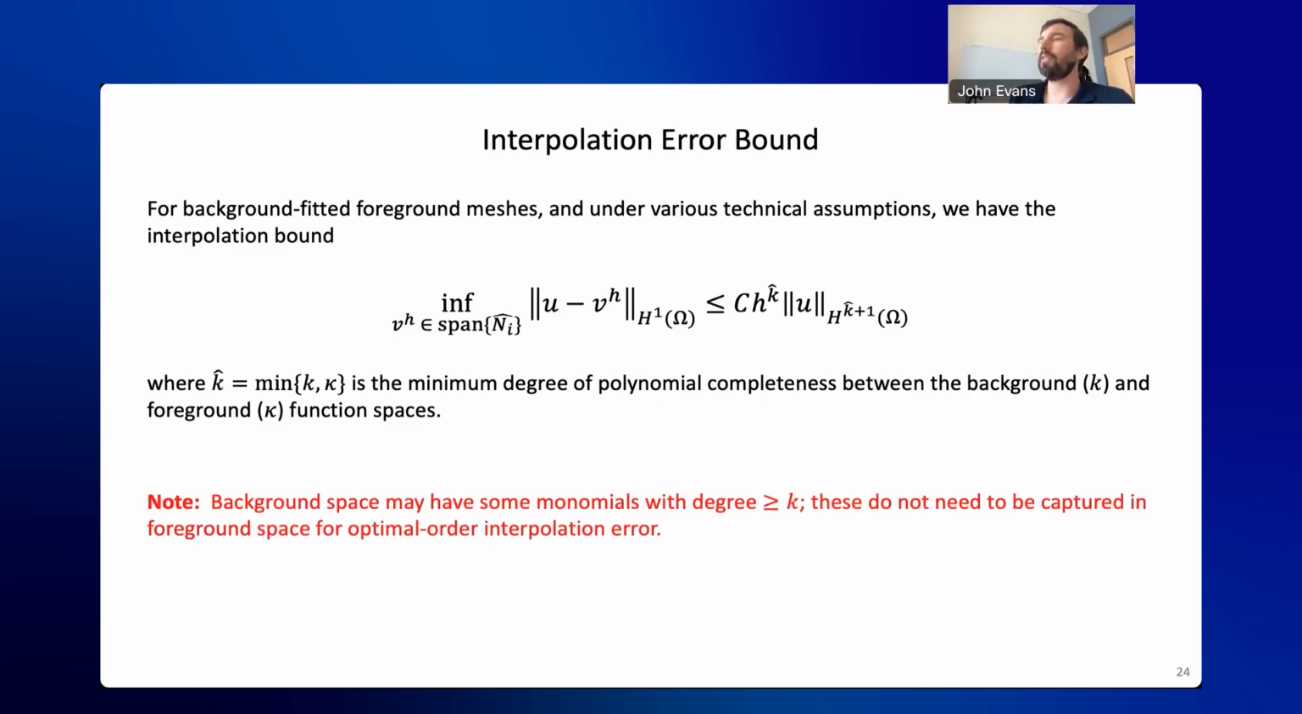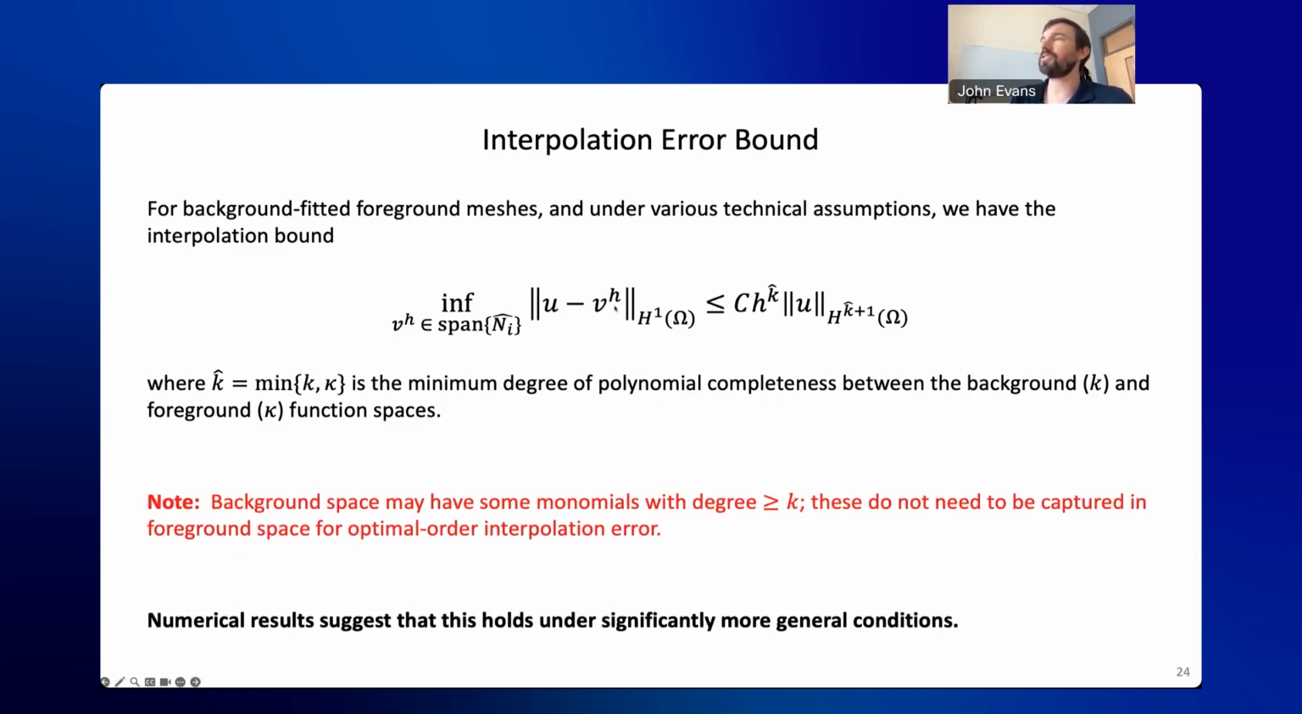Now, the background space may have some monomials with degree greater than or equal to K, but these don't actually need to be captured in the foreground space for optimal order interpolation error. And numerical results indicate that this result is quite conservative, and this holds under significantly more general conditions. We've been working to prove more general conditions for which this holds, but that's work in progress.